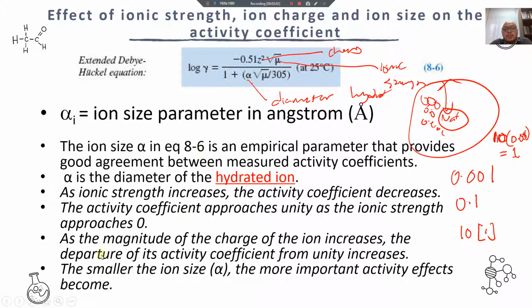Okay, so if you look over here, another factor is that the smaller the ion size, the more important activity effects become. Based on this equation, if the ion is smaller, the activity is more important, meaning we have to calculate that particular activity. If our ion size is large, then the activity will approach ideal behavior. Alright.